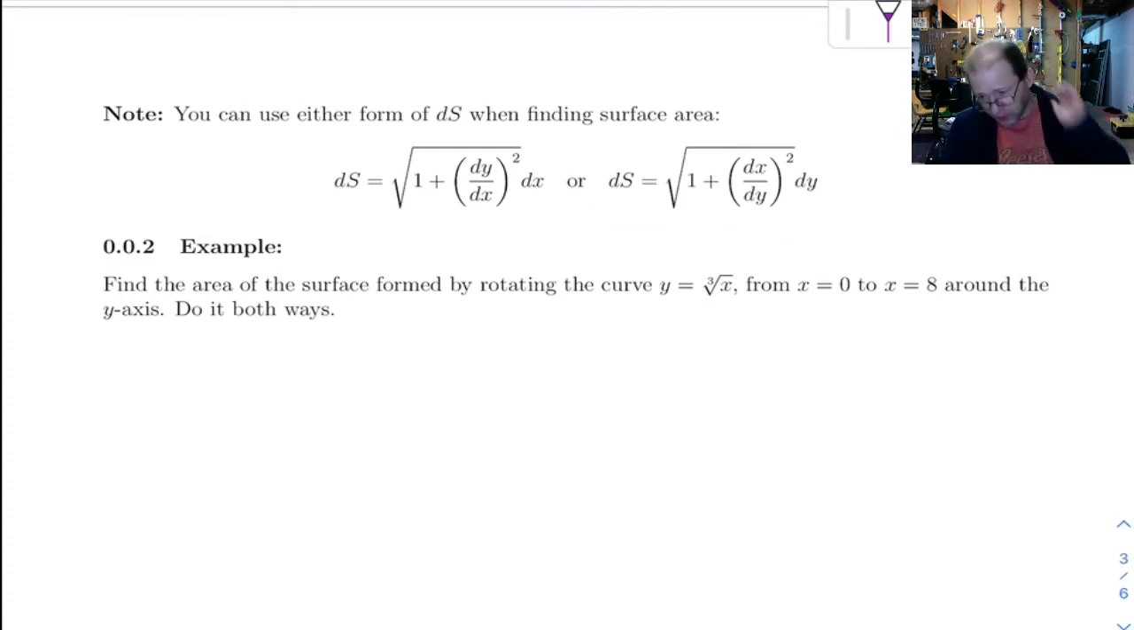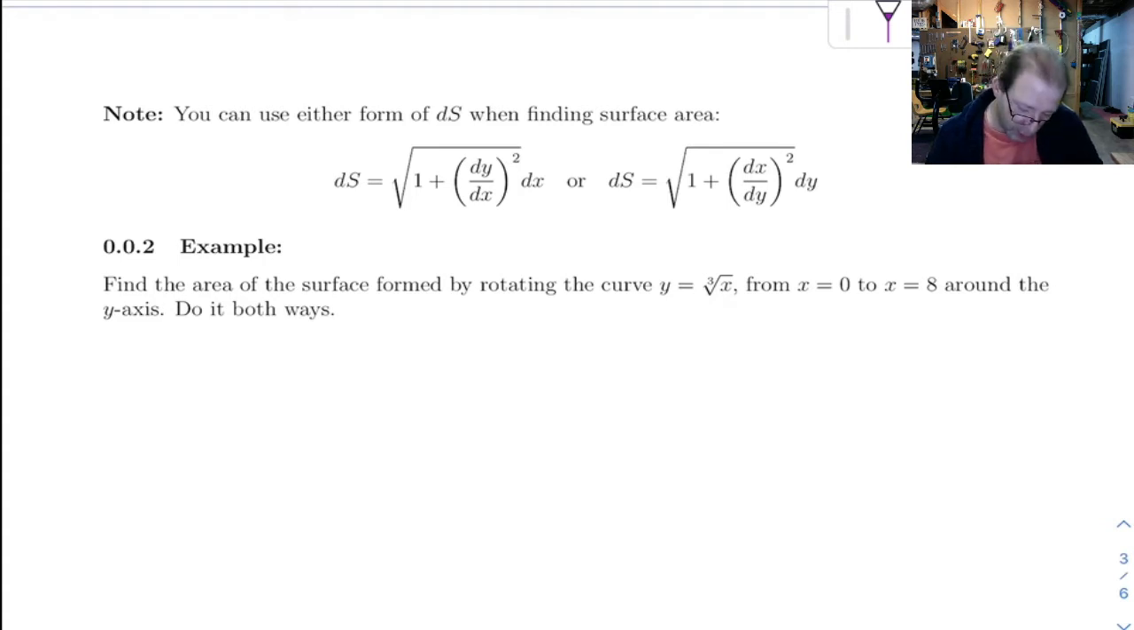With the volume problems, once you decided on a method, that determined whether you had to do it with respect to x or with respect to y. With these, you can choose. And sometimes the setup is easier one way, sometimes the setup is equally easy, but the integral you get is easier to do with one than the other.